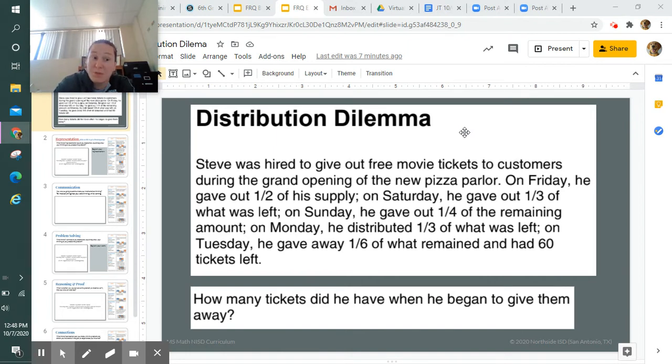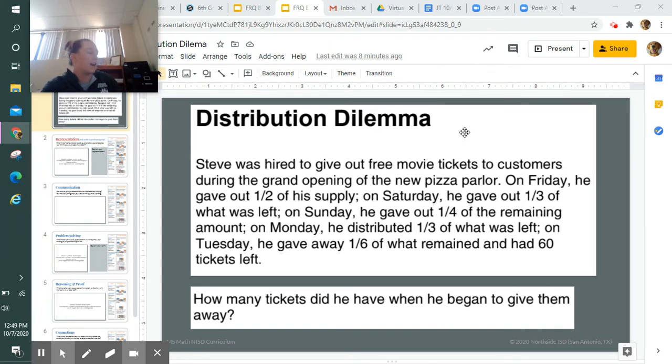So the first thing I'm going to do is read the problem so I understand it. It says, Steve was hired to give out free movie tickets to customers during the grand opening of the new pizza parlor. On Friday, he gave out half of his supply. On Saturday, he gave out a third of what was left. On Sunday, he gave out a fourth of the remaining amount. And on Monday, he distributed a third of what was left. On Tuesday, he gave away 1/6 of what remained, and he had 60 tickets left. How many tickets did he have when he began to give them away?